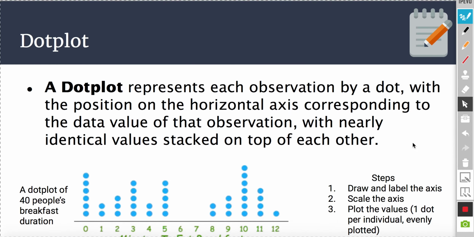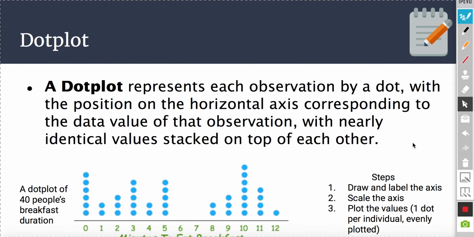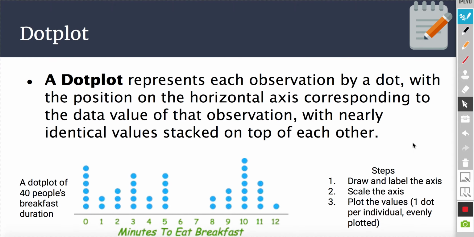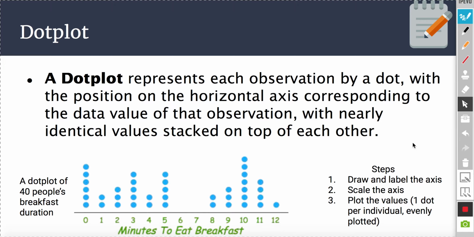All right, so let's talk about the different types of displays of quantitative data. We're going to start with the dot plot. And I know there's a lot to write on some of these slides, but I do want you to take the notes and do a quick example here.